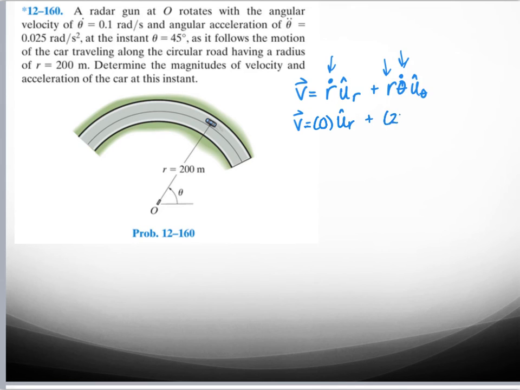And then here we use r as 200, and theta dot we're told is 0.1, and so that is the theta component of the velocity. And so the velocity can be just written as 20 u sub theta. So the magnitude of the velocity is just going to be 20 meters per second. And it's all going to be in the theta component, which we could also think of as tangential.